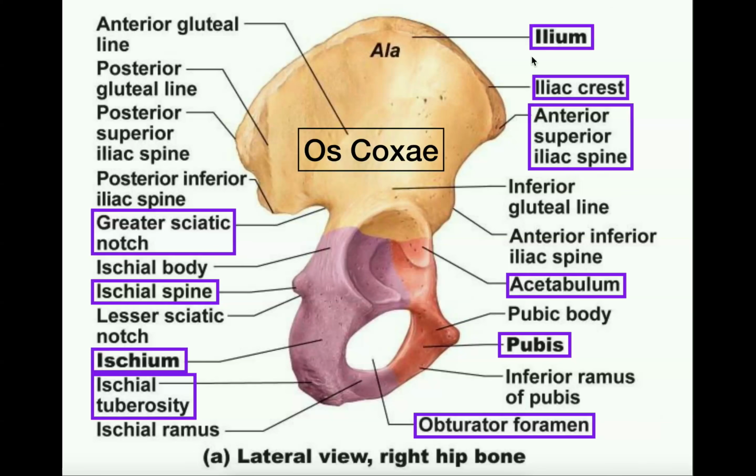There are three major regions of each os coxa. Okay? The largest one, which is actually the most superior, is the ilium. So this part that's all really just the normal color of bone, this is the ilium. Over here in purple we have the ischium, and then over here in red we have the pubis. Generally speaking, the medial part of this is the pubis, and the lateral part is the ischium, and then the most superior part is the ilium.